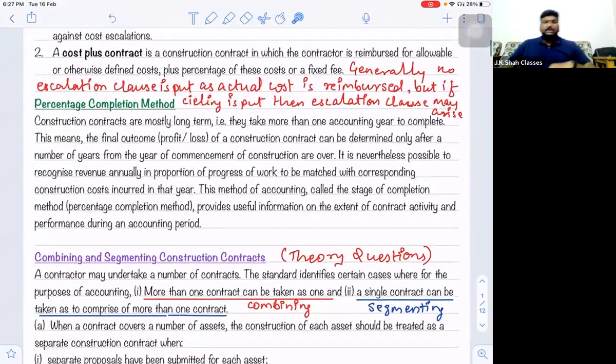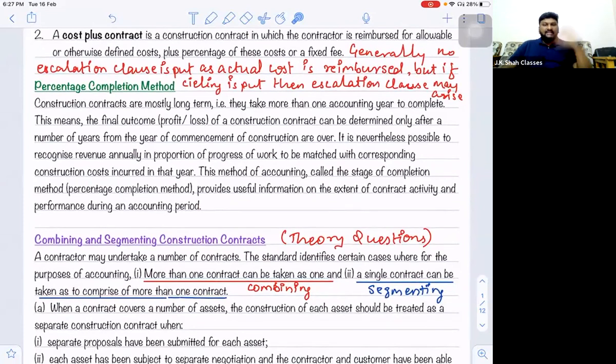Now we'll go for the next part, sir. Here we are discussing for such a long time that this AS is typically made for recognizing the revenue in the books of accounts. So, sir, what method are we going to use for recognizing the revenue? Sir, it is the percentage completion method.